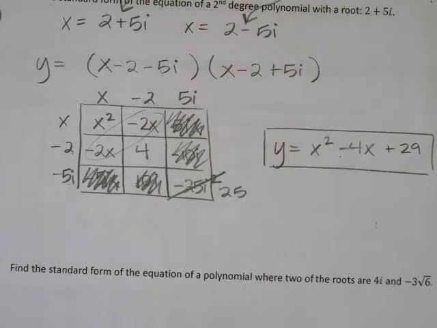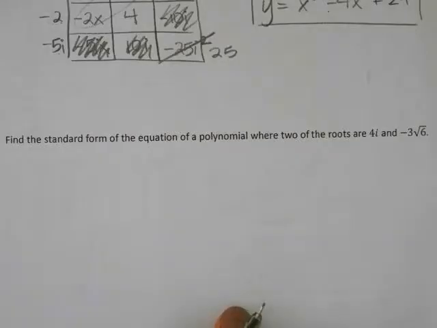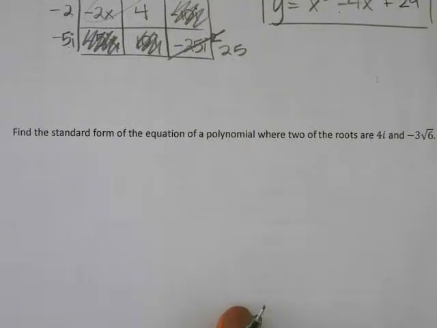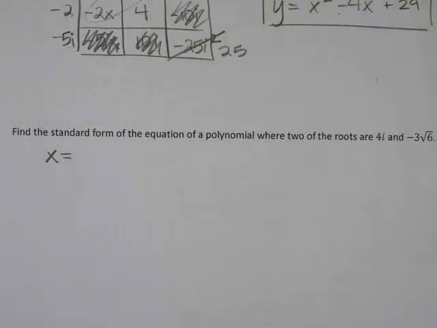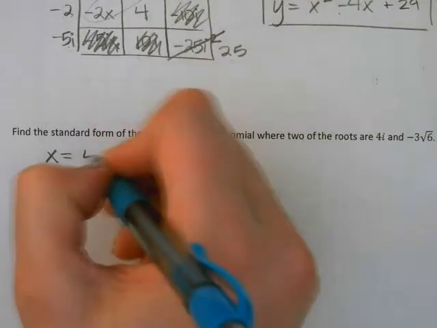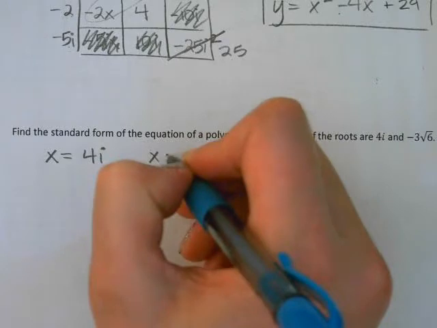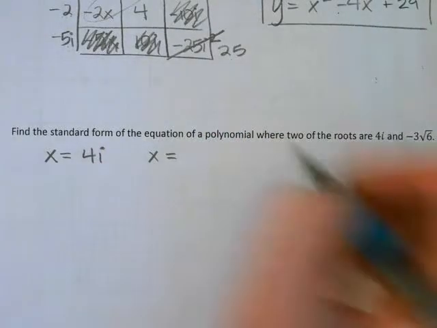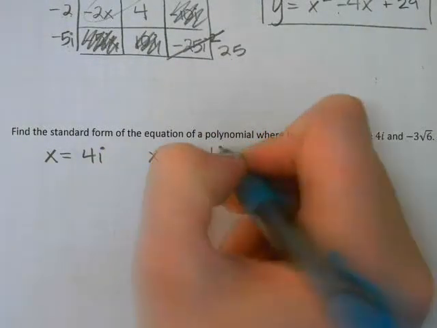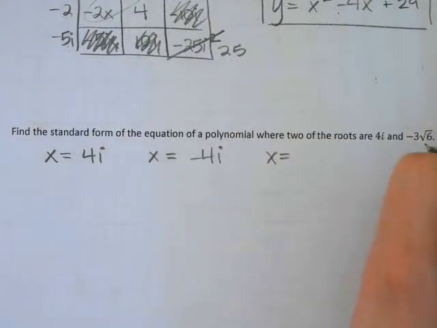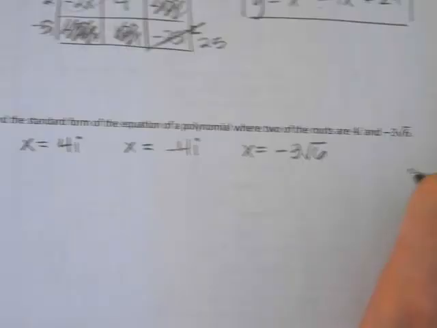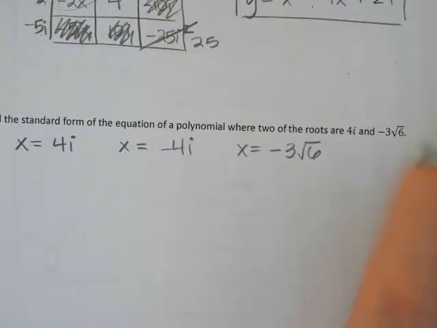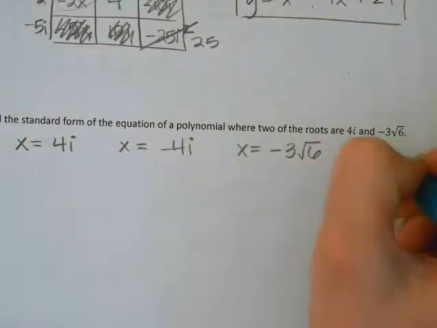Always nice answers. The next one says, write the standard form of a polynomial. And they didn't tell us what the degree was, so we have to figure it out. All right, so I'm going to write x equals, what is one of the roots they gave us? 4i. Now those come in pairs, so if they gave us 4i, what has to be there? Negative 4i. And then they also told us negative 3 square root 6. So what else has to be there? Positive 3 square root 6.